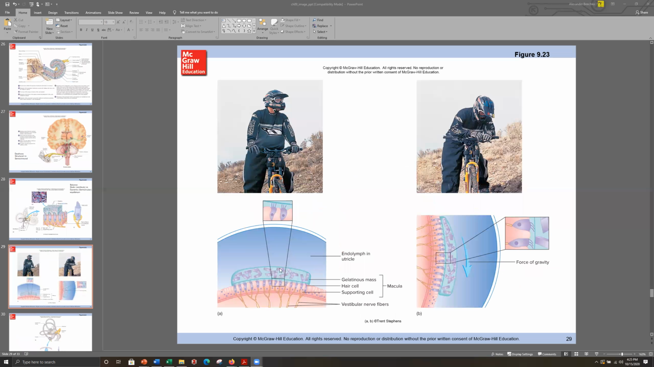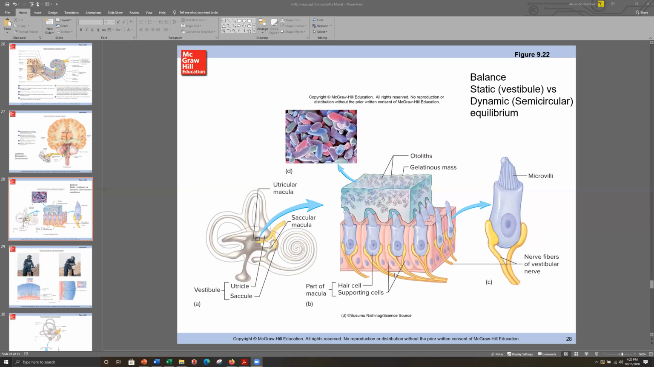So that's what we end up seeing here. By tipping over, the position of those little otoliths changes and moves against the macula, causing those action potentials to shift because of the stimulation of these supporting cells and these hair cells down here. Okay, so we've got our vestibule just here, the utricle and the saccule. So we have our macula with hair cells and supporting cells. Then we have the gelatinous mass containing our otoliths. All right, so same kind of microvilli that we see in the cochlea.